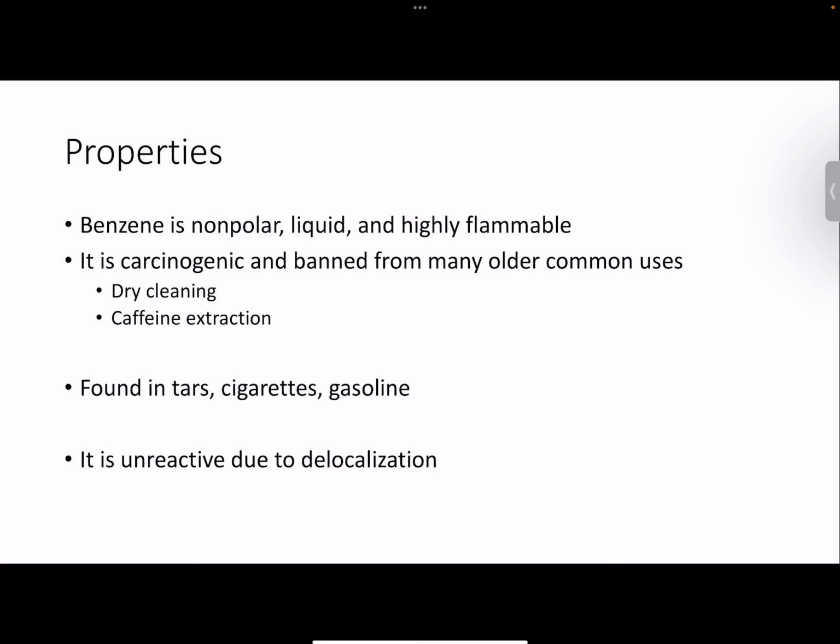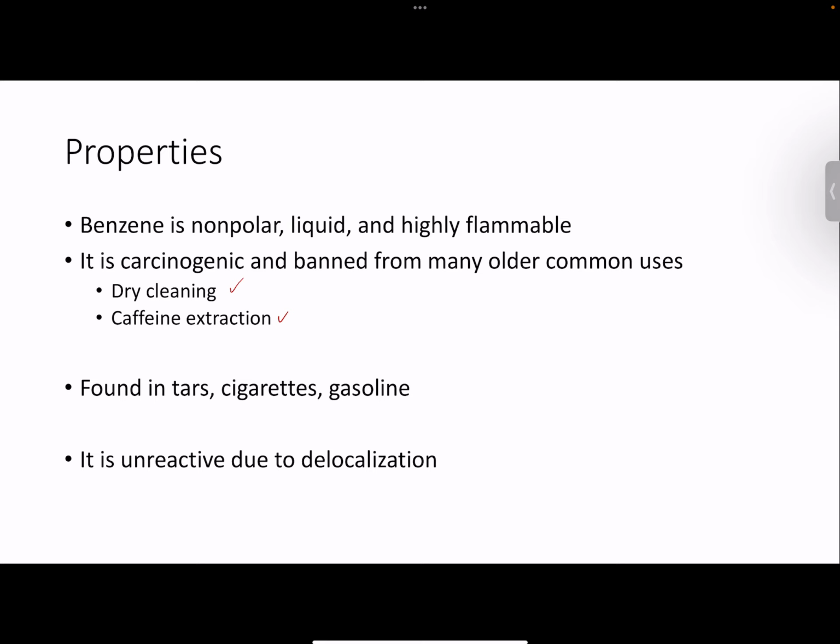In terms of properties, they're very nonpolar, so they're good for dissolving nonpolar substances. Very flammable because they're hydrocarbons. Very carcinogenic, so you can see they're not painting a good picture. These are not healthy molecules for us. They used to be used in dry cleaning because of how nonpolar they are. They would dissolve the dirt very well, but again, they leave behind trace residues and it's very bad for people to be breathing in. They used to decaffeinate coffee beans with them.